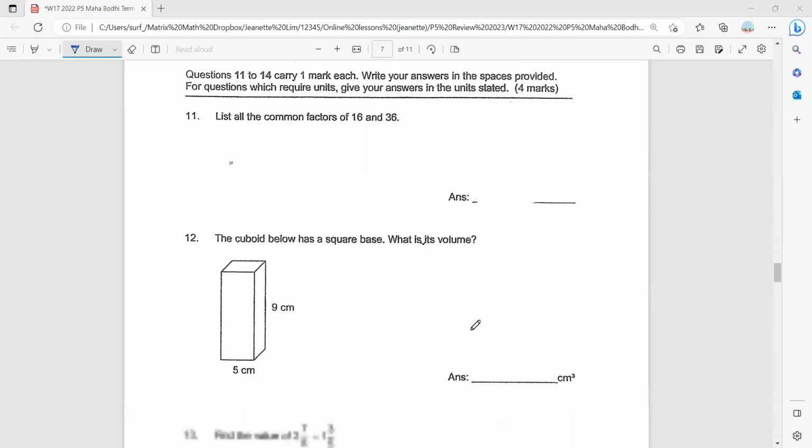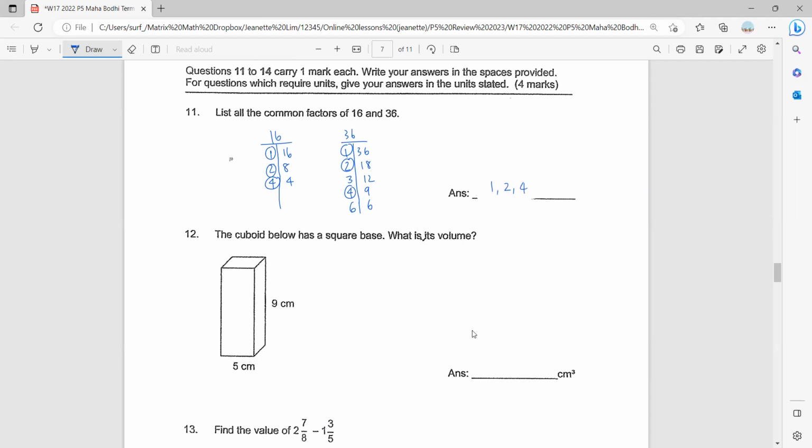11. List all the common factors of 16 and 36. Okay, let's list all the factors first. 16: 1, 16, 2, 8, 4, 4. Okay, that's all. 36: 1, 36, 2, 18, 3, 12, 4, 9, and 6, 6. Common factors, you have 1, you have 2, you have 4, and that's all. Okay, so 1, 2, 4.